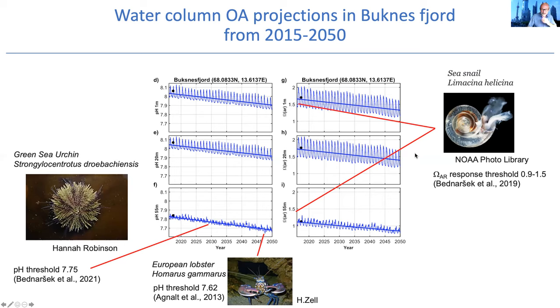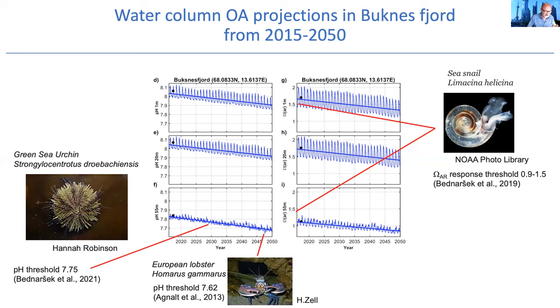The one that we used in our work was the work of Nina in 2019, because at that time it was one of the first threshold data, of 0.9 to 1.5, depending on which physiological process and which response was given. I've added two new ones, which we did not discuss with the stakeholders. This came after our project had finished.